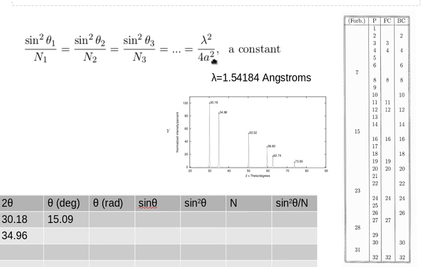Now it's really important, that constant you get out of it, because that constant is lambda squared over 4a squared. A is simply the size of a unit cell, and that will be hopefully in angstroms at the end, but it's dependent on the wavelength of X-rays that are used.